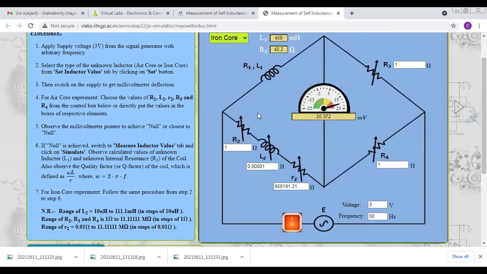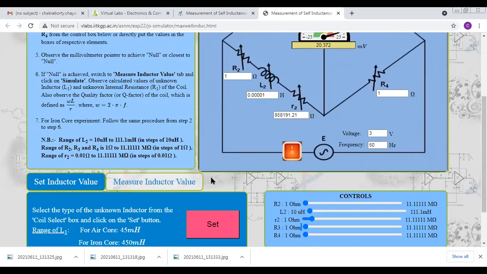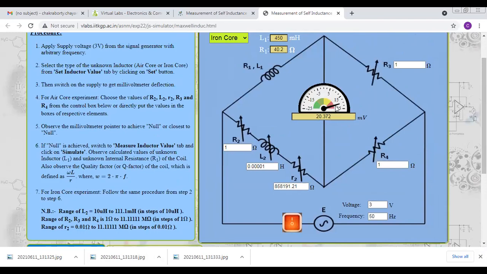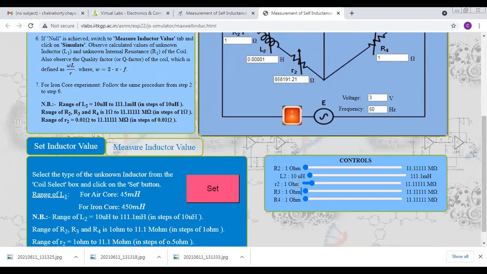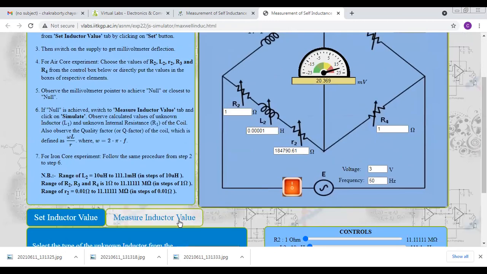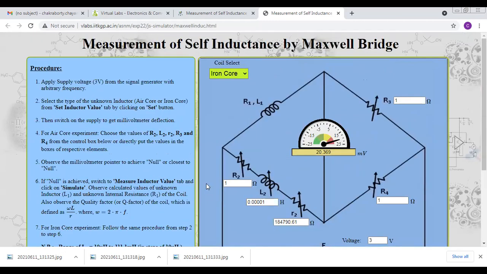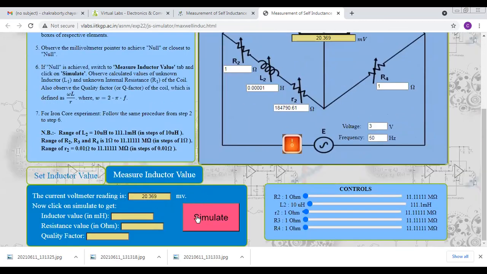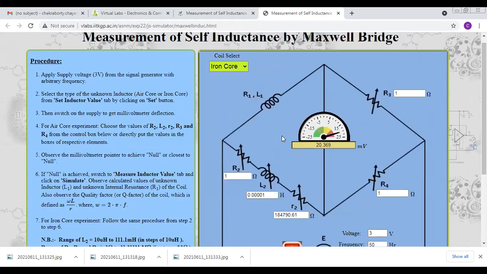Once it is saved, I go for the simulation. Guys, in this case it is coming at least to 72, not 1. In the previous case, we saw it change to 1. Now I am going to measure the value. Whenever I simulate it, I get the inductor value as 0.01 millihenry, the resistance value as this, and the quality factor as this. So in this way we can perform this experiment.